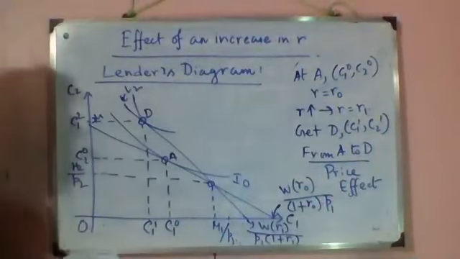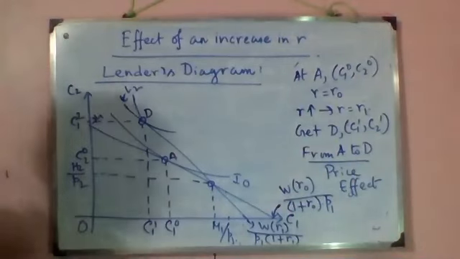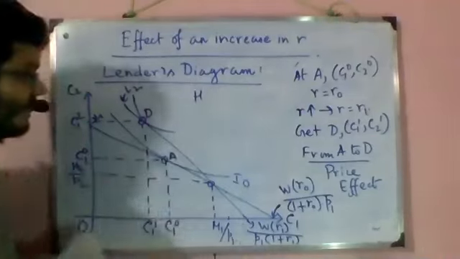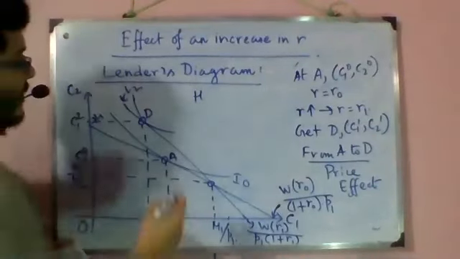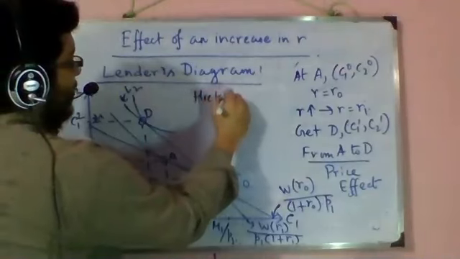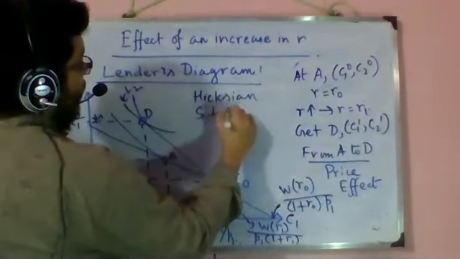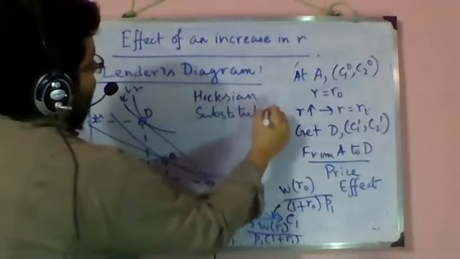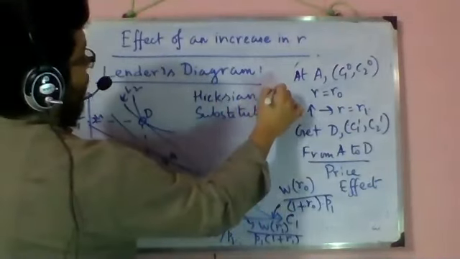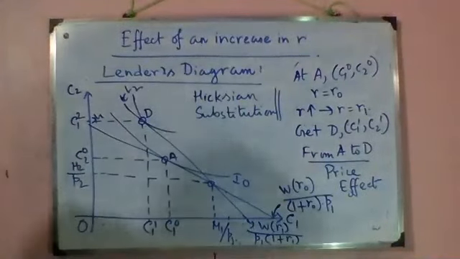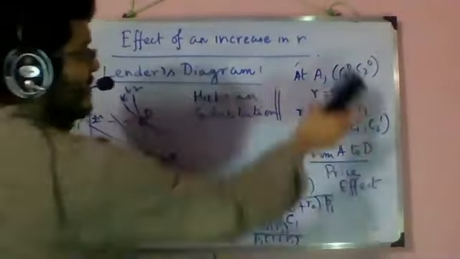So naturally, we'll be interested in breaking it up between income effect and substitution effect. And we'll go for a Hicksian substitution effect. So we are going for Hicksian substitution. All right. Now I'm going to erase this part.